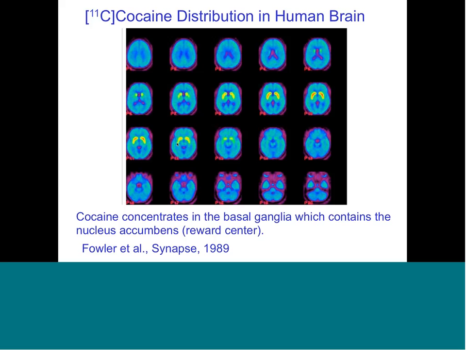Not all drugs get to the brain very heavily. Some of them get there slowly, some of them don't get into the brain very well at all. Cocaine is really a master at getting into the brain. That molecule is designed to get in.